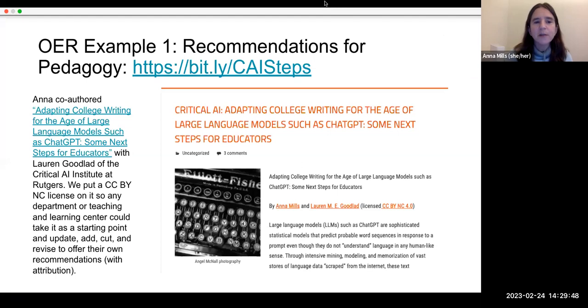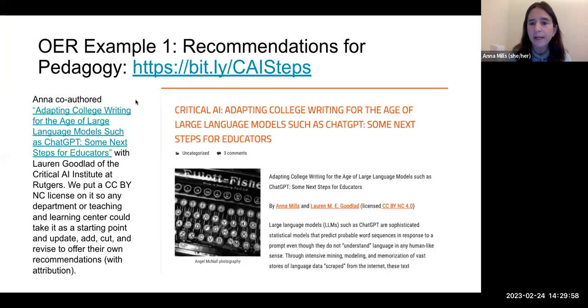So the first example of OER that might help us with this is a set of recommendations for pedagogy. This is what I wrote with my friend Lauren Goodlad of the Critical AI Institute at Rutgers. It's a piece, and let's see if I can put that in the chat. Well, you can see the bit.ly up there, but this has a set of recommendations that goes into a bit more depth on all those practices that I just described and takes a bit more of a stance on which ones are probably a good direction to go.